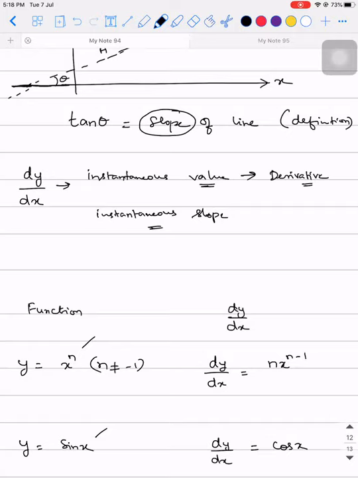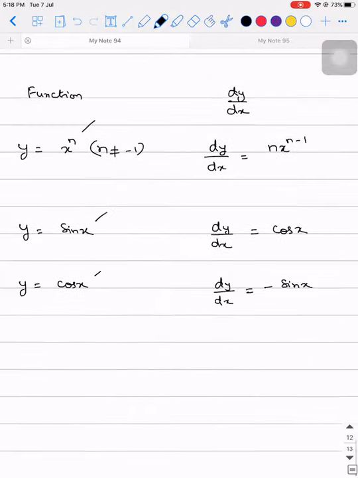So the power can't be any negative number, no sir, or only it should not be minus? It should not be only -1. It can be a negative number. It can be a negative number. Okay.